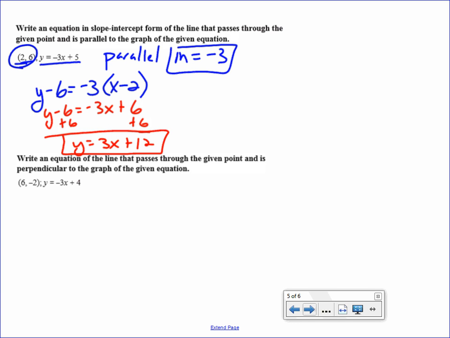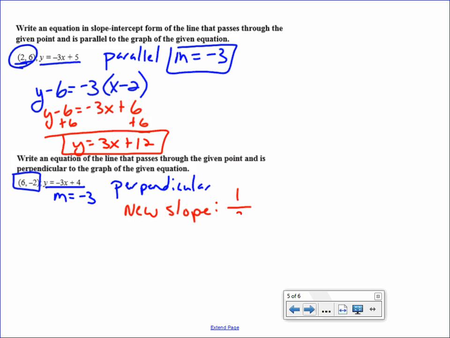Okay. The next one, similar question, but now it says, write the equation of a line that passes through the given point that is perpendicular to the graph of the given equation. So now I've got a line, and now it has to be perpendicular and going through this point. So perpendicular, you should be thinking opposite reciprocals. So the slope of this line is -3. So my new slope has to be the opposite reciprocal. So my new slope would have to be a positive 1/3.